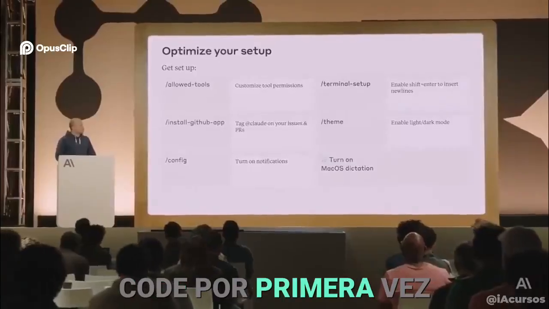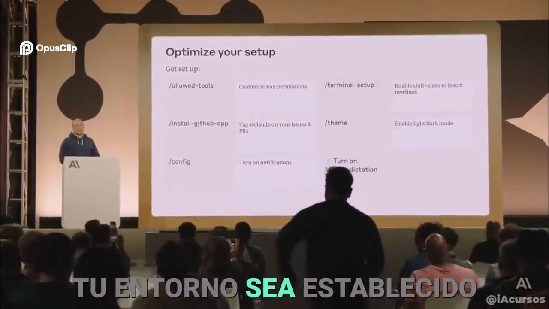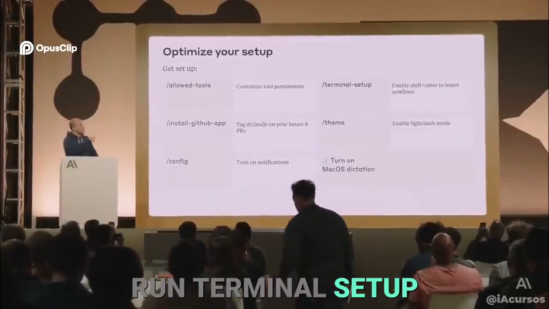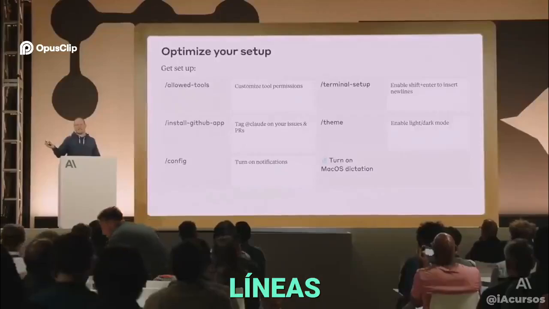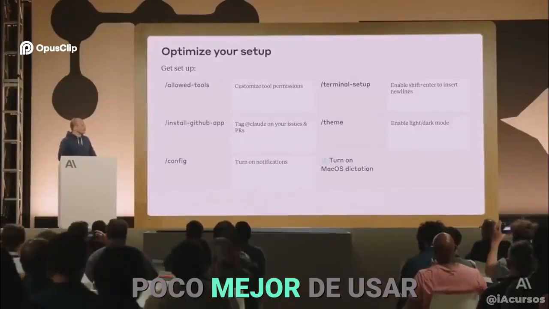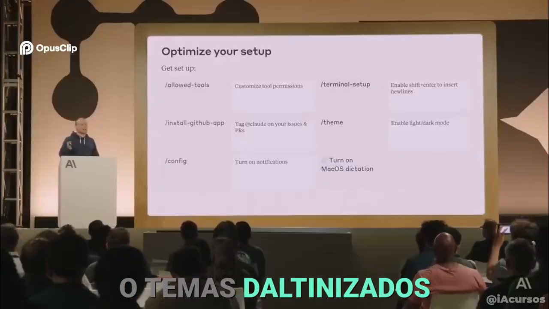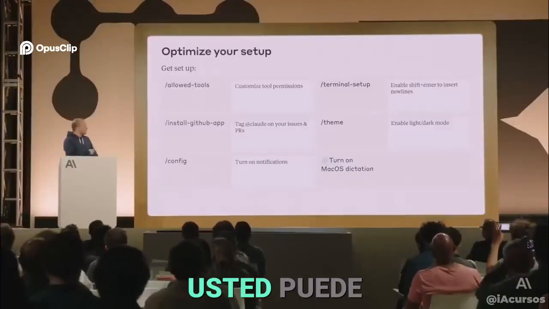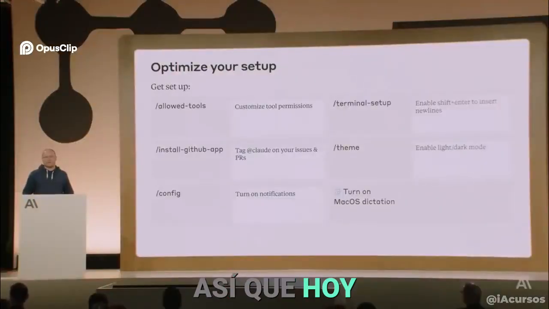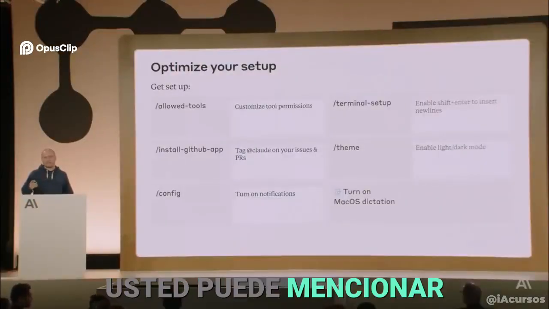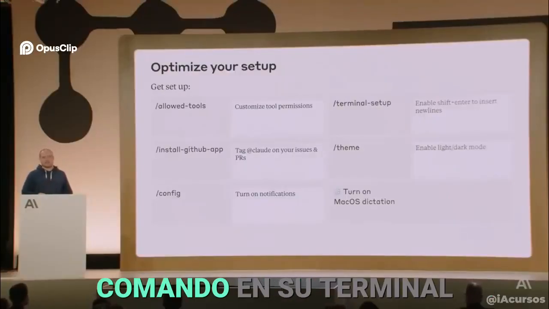As you open up Claude Code for the first time, there are a few things that we recommend doing to get your environment set up. And these are pretty straightforward. So run terminal setup. This will give you Shift-Enter for new lines, so you don't have to do backslashes to enter new lines. It makes it a little bit nicer to use. Do /theme to set light mode or dark mode or Daltonize themes. You can do /install GitHub app. So today we announced a GitHub app where you can mention Claude on any GitHub issue or pull request. To install it, just run this command in your terminal.